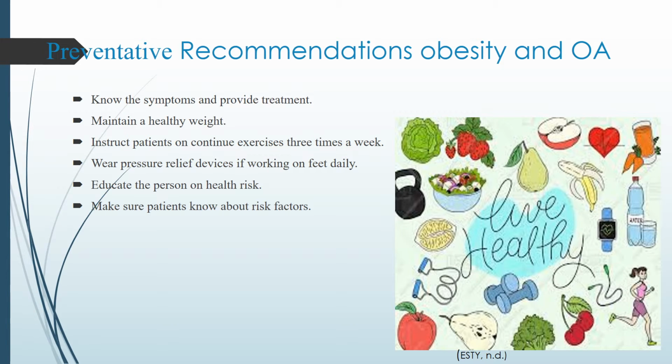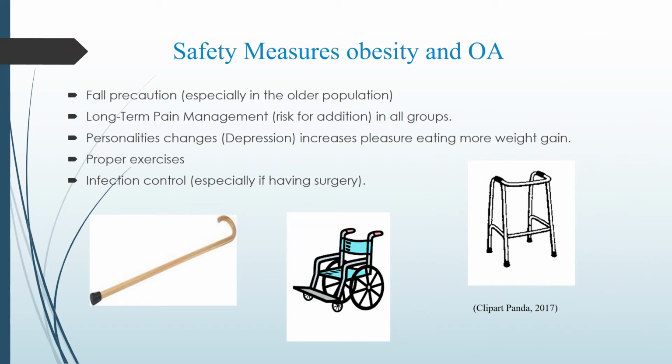Educate the person of health risk. Go ahead and throw it out there. Hey, this is what can happen to you. Let them know from the beginning. Everybody who comes to your office may not have a problem. They may just come for a physical, maybe coming from a job, but you can see those risk factors from the beginning, and make sure the patient knows about the risk factors. As I mentioned earlier in the slide, with the elderly population, we want to think about fall precaution. And we want to think about long-term pain management, and this can happen in all groups. That's a risk for addiction, so we can get the preventative care out there. Maybe we can avoid this.